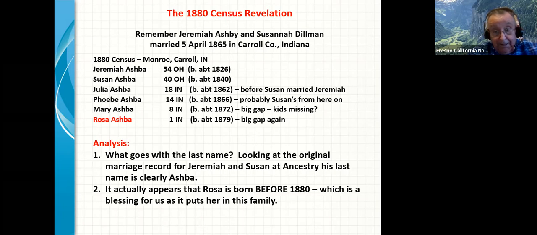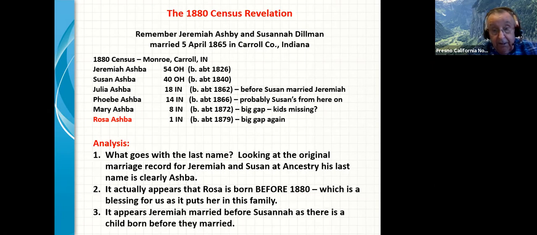Now, Rosa had to be born before 1880 because she's here. And also, you notice there's a child, Julia, there, who really shouldn't be Susanna's or Susan's, because she was born back in 1862, 3 years before Jeremiah and Susanna married. So she's probably a child from an earlier marriage. And because of the big gap in ages between Jeremiah and Susan, this is classic for a man's second marriage, to marry a woman much younger in age. And so this makes sense that Susan is probably a second wife, but we would have to do some research to try to figure out who the first wife is.